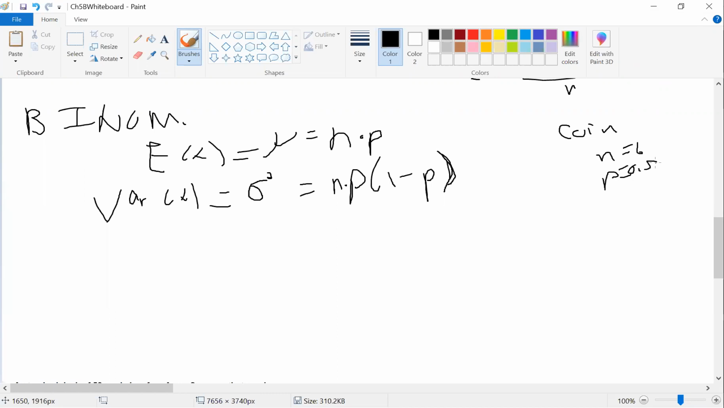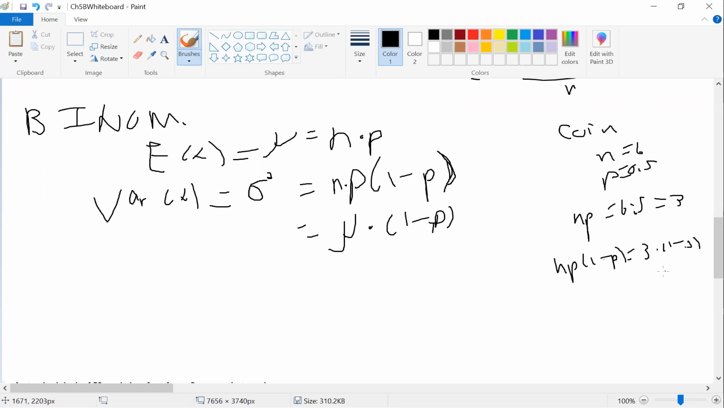The variance, we have n times p, which is 3. And then 1 minus p is 0.5. So 3 times 0.5 is 1.5. That's it. You're done. It's as easy as that. So if it helps, you can write the variance as mu times 1 minus p. Pick whichever one you want. So in here, we'd have np is equal to 6 times 0.5, which is 3. And then np times 1 minus p is 3 times 1 minus 0.5, which is 3 times 0.5, which is 1.5. Doesn't get much easier than that, folks.